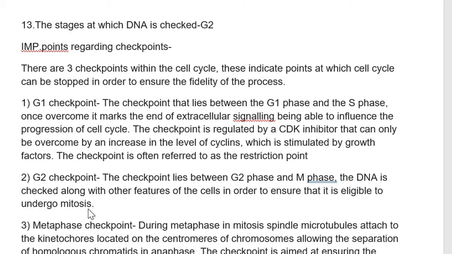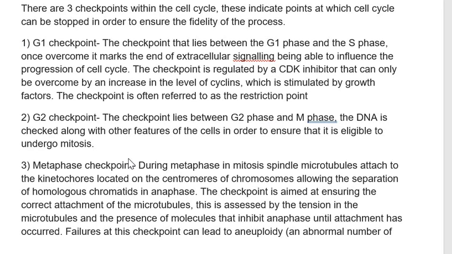The G2 checkpoint lies between the G2 phase and M phase, and the DNA is checked along with other features of the cells in order to ensure that it is eligible to undergo mitosis. I mean there are no defects and they can proceed for division without any fear of having abnormal DNA.